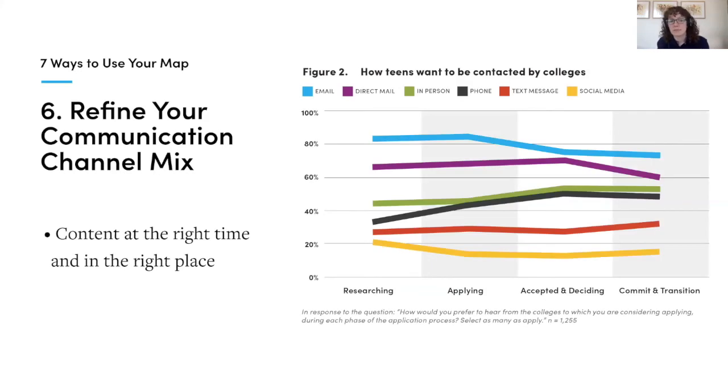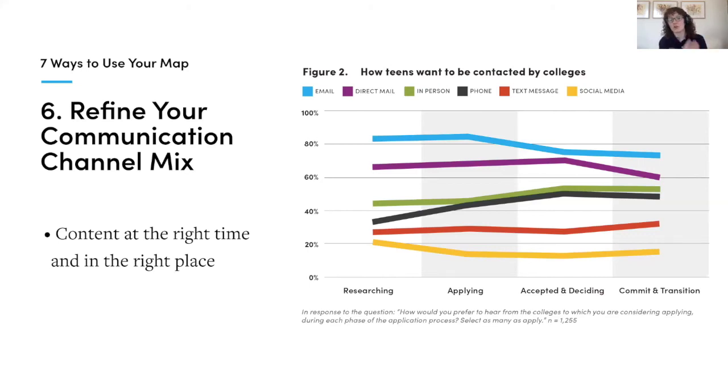Next, you can use the map to help you refine your communication channel mix. This is another chart from our most recent 2018 myth-busting research. What this shows is channel preferences throughout the journey, and we can see that they change here. So we see that email becomes extremely important and preferred early in the journey, and then it takes a little dip after a student's actually been accepted. But at that point of, I got in and I've decided to go here, we see other kinds of communication become a little bit more important.